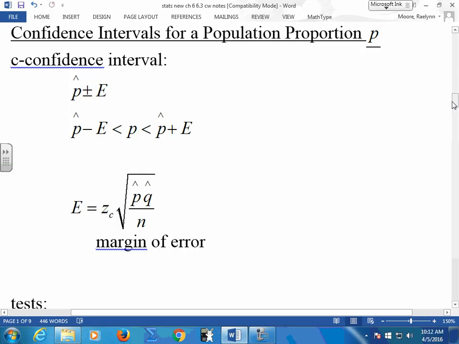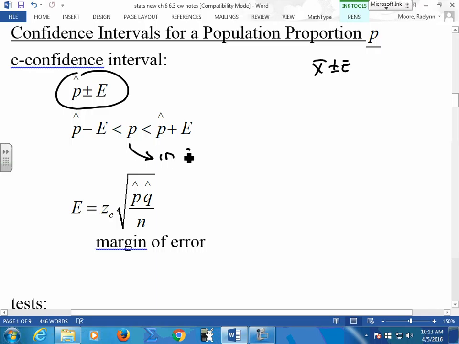Now, to construct a confidence interval, same way we did before. Before we did the sample mean plus or minus the margin of error. Well, this time we do the sample proportion plus or minus the margin of error. We're making the inference about your population.